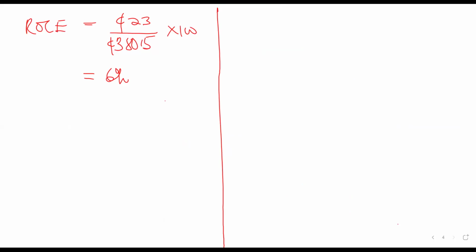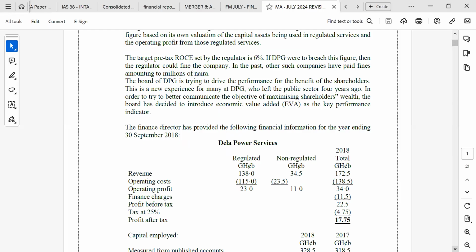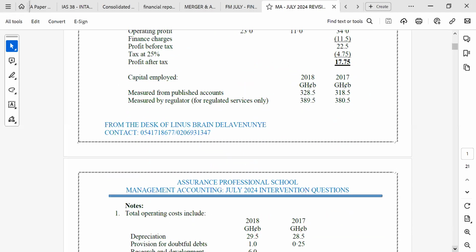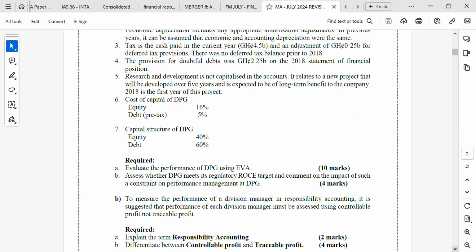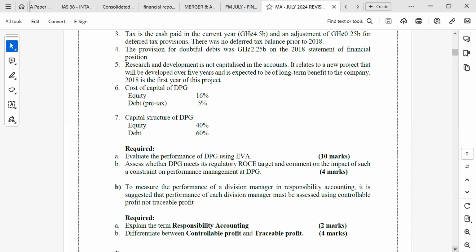So if the target has been met, what is it they are talking about over here? Assess whether these people have met that particular target and comment on the impact of such a constraint on performance management at GPD. Okay, the target has been met, isn't it?